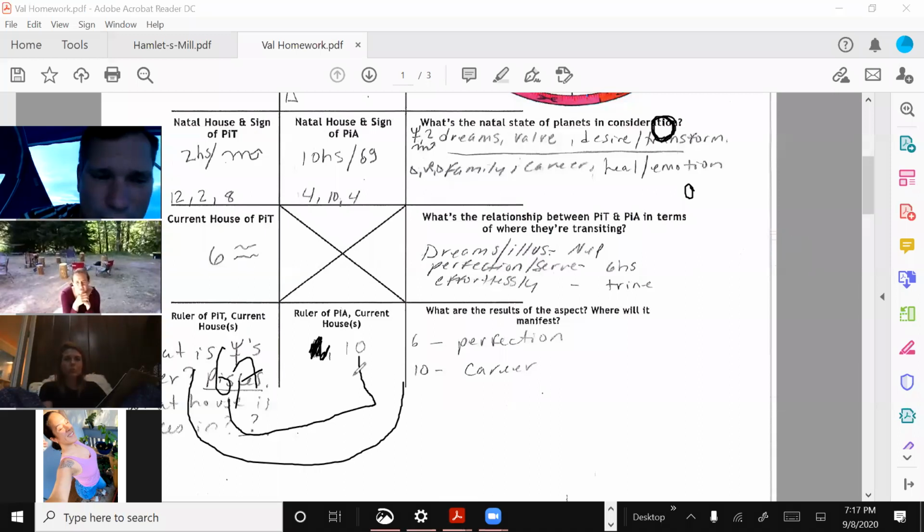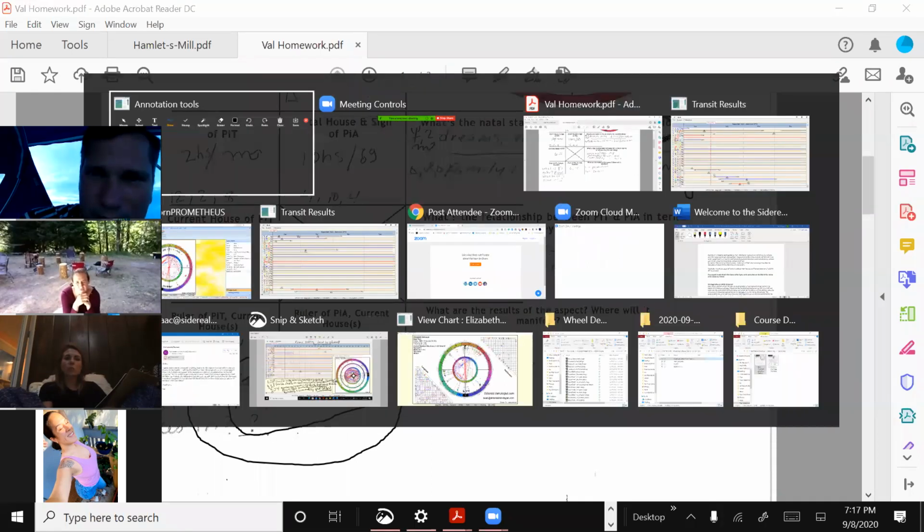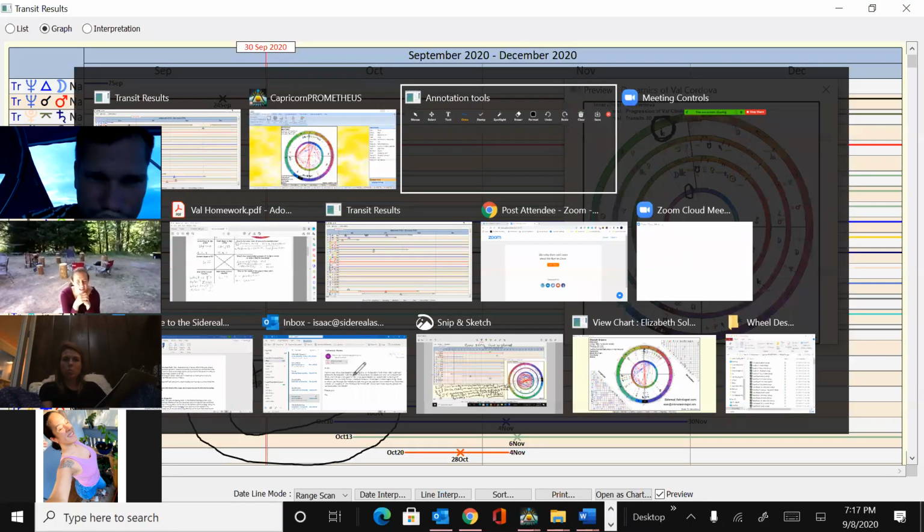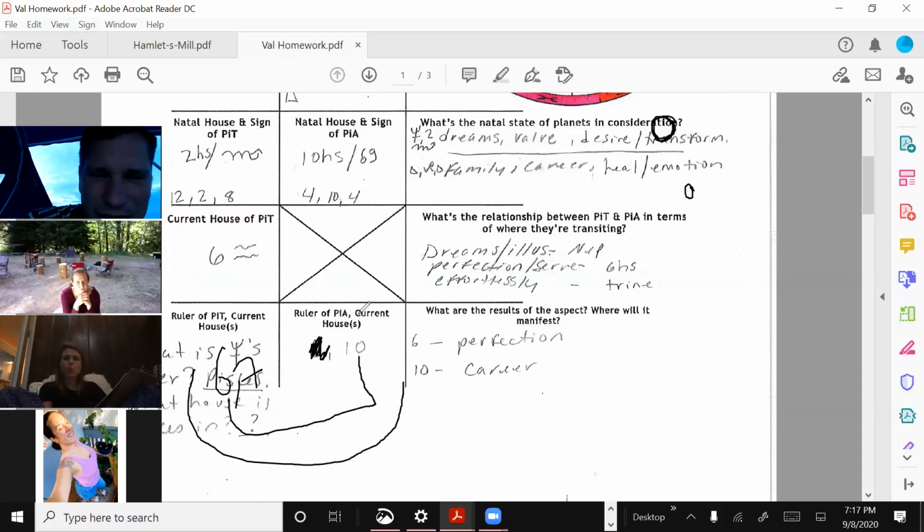No, the last row, second column, ruler of planet in transit, current house would be the 10th house, because that's the natal house where the moon is. Okay, I see what you're saying. This right here. You can erase that. Like I said, a student made this and I didn't have a chance to really fine tune it. But you can erase it, just the ruler.